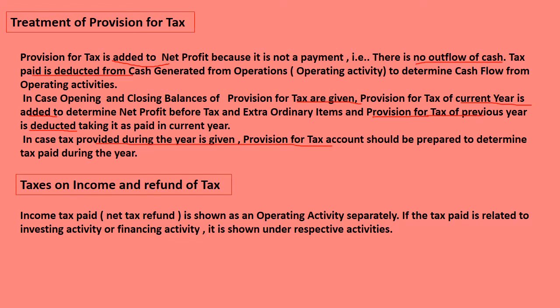In case opening and closing balances of provision for tax are given, provision for tax of the current year is added to determine the net profit before tax and extraordinary items, and provision for tax of the previous year is deducted, taking it as paid in the current year. In case tax provided during the year is given, provision for tax account should be prepared.